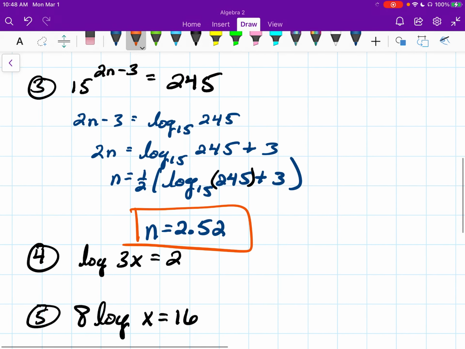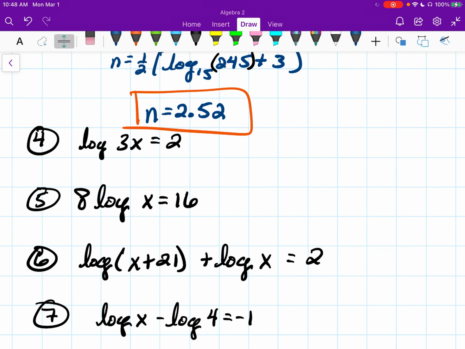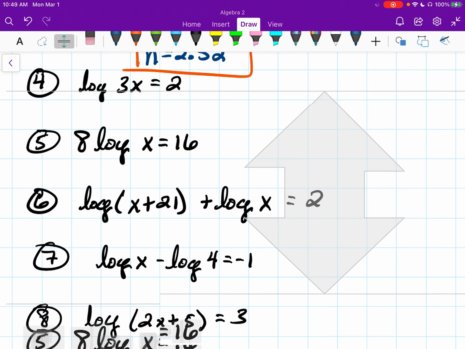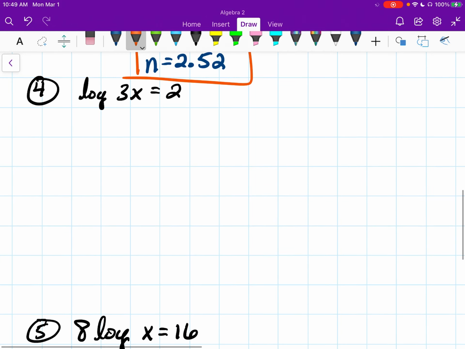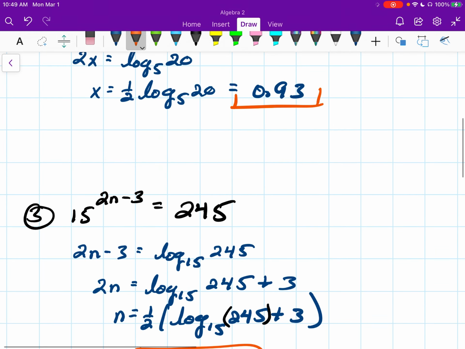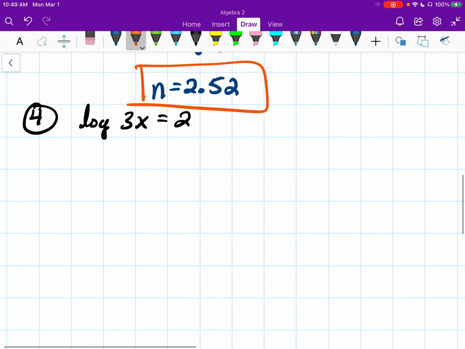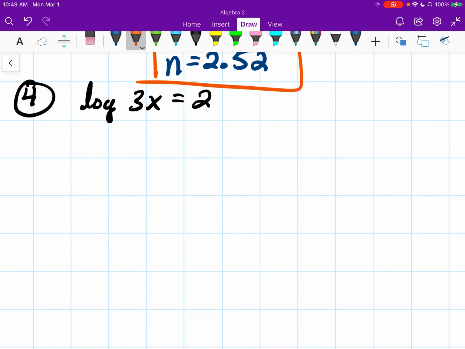And there we are. Number 4. I'm going to give myself extra room for this one. This one's written as a log, whereas all of them so far have been written as an exponent. So what we're going to do here is go the other direction. We're going to go from a log to an exponent.